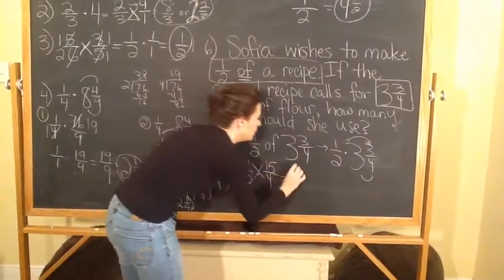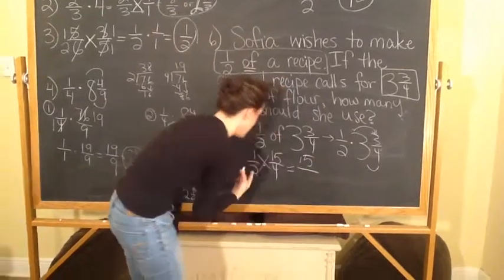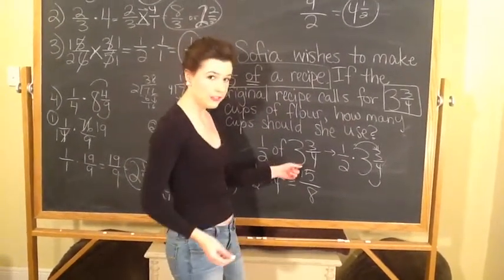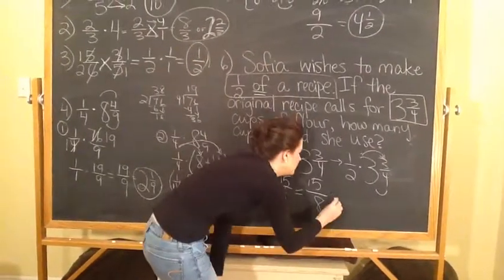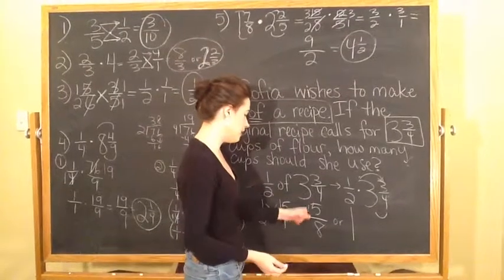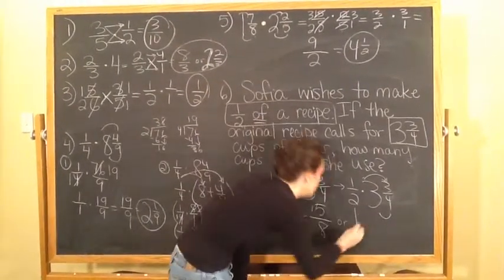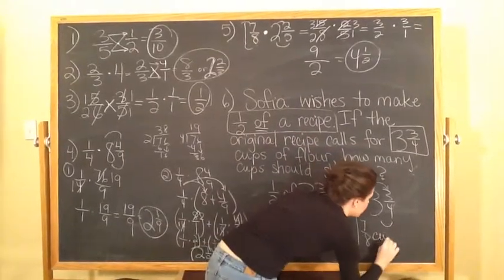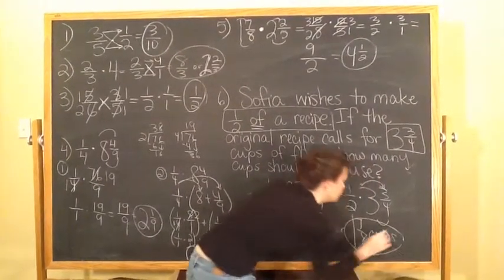So 15 times 1 gives you 15, and then 2 times 4 gives you 8. So basically 8 goes into 15. It goes in 1 time. So we have 1, and then our remainder would be 15 minus 8, which is going to give you 7, and 7/8. So 1 7/8 cups would be your final answer.